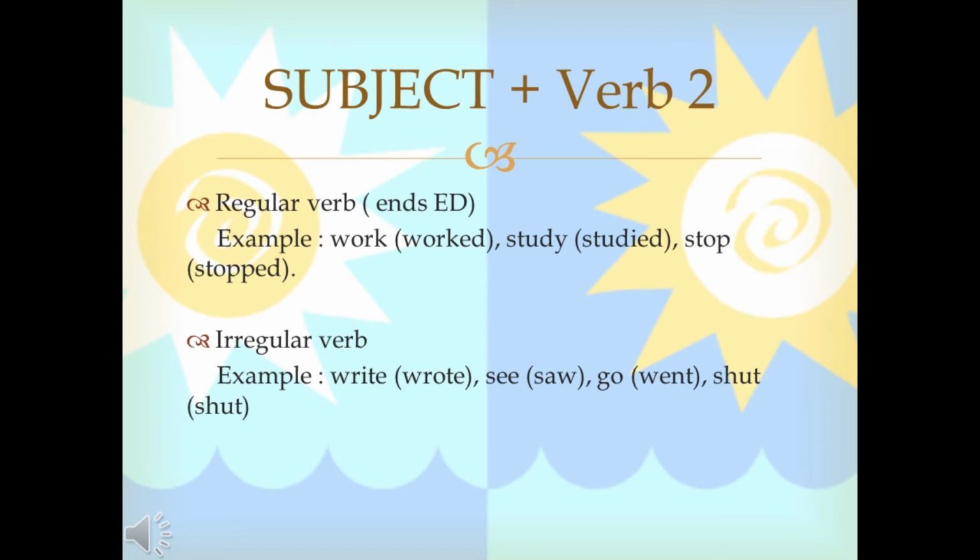Subject plus verb 2. There are 2 types of verbs. Regular verbs, which end in ed, and irregular verbs. The examples of regular verbs are work, studied, and stop. Next, the examples of irregular verbs are wrote, saw, went, and shut.